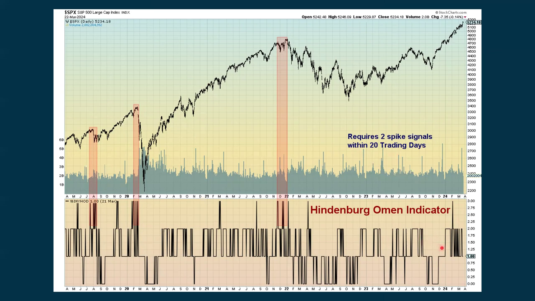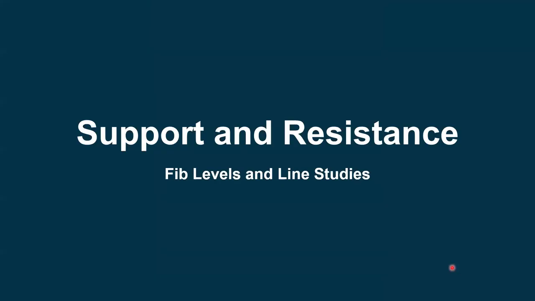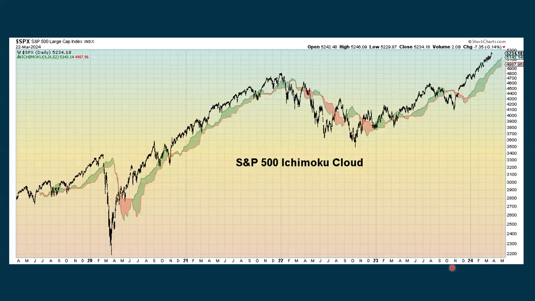No matter what the perma bears say, no matter how close we get, another signal has not been triggered, at least yet. Then we look at some different support and resistance levels. This is called an Ichimoku cloud. Sometimes I call it the itchy and scratchy cloud, where all this is just a set of moving averages that are plotted based on current price and then shifted forward.